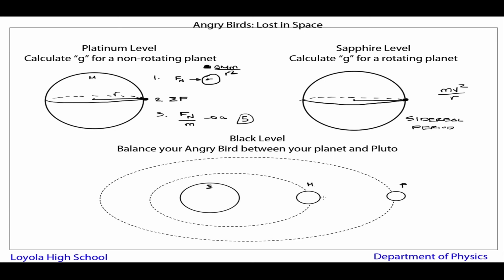The goal is to determine how far between your planet, let's say your planet was Mars, and Pluto you must put your Angry Bird. I'm just going to pick a point right here. Right there's your Angry Bird, so that the forces from Mars acting this way and Pluto acting this way are equal and they'll be balanced. Now that's just for a snapshot in time because obviously these things are orbiting around, but for this instant of time, what's the location where the forces are equal?